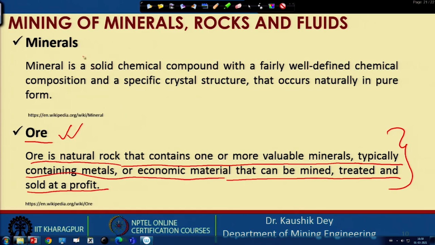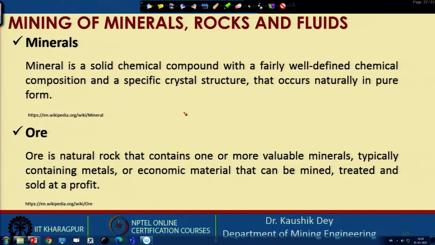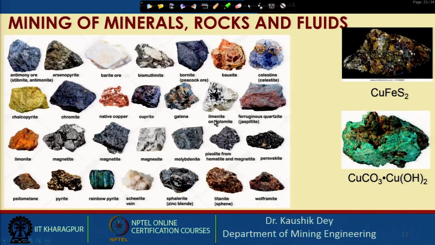In other words, you can say when the mineral is mined, that is called ore. You can say in that way also: when the mineral is found that is profitable to be mined, in that case that mineral is called ore. I think now the difference between the mineral and the ore is clear to you.